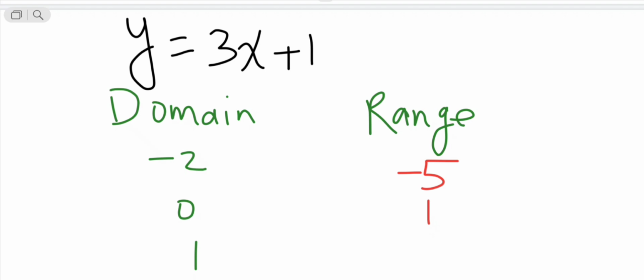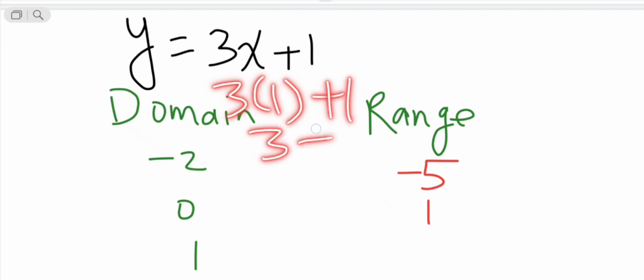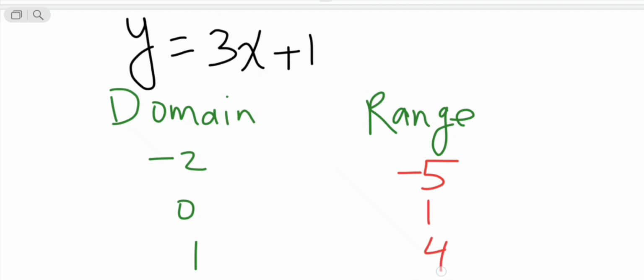The next, replace x with 1. 3 times 1 plus 1. 3 times 1, 3 plus 1, 4. So if x is 1, y is 4. Clear? So this is the domain and range. Even domain and range you can write in this form.